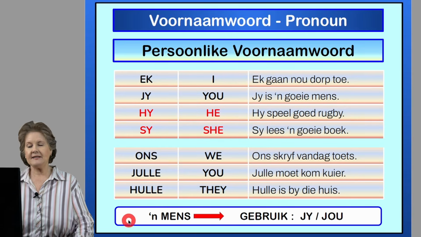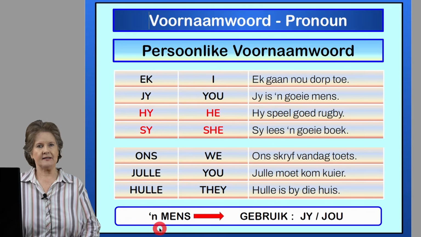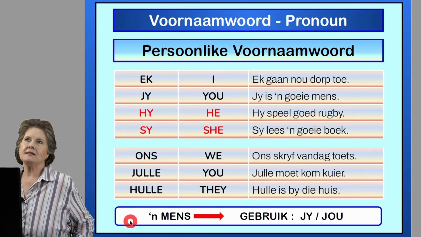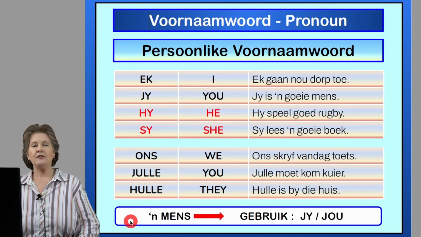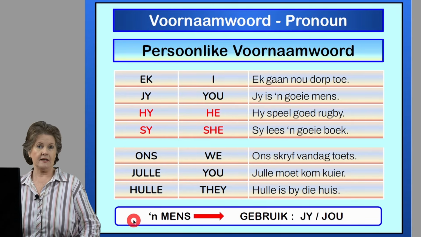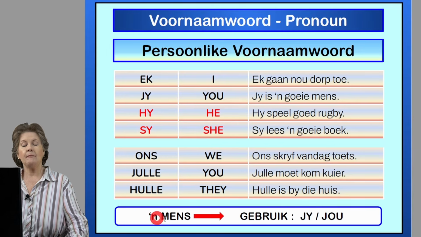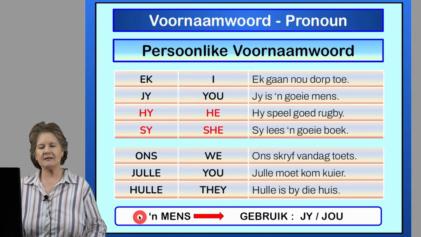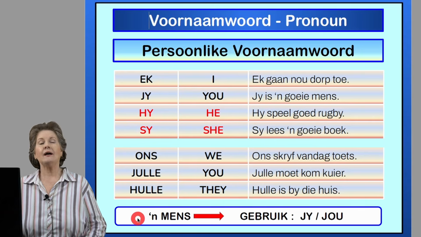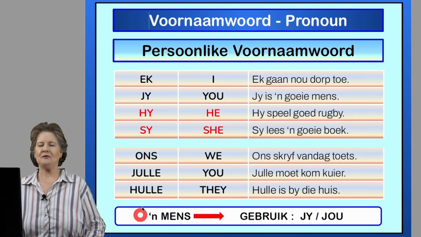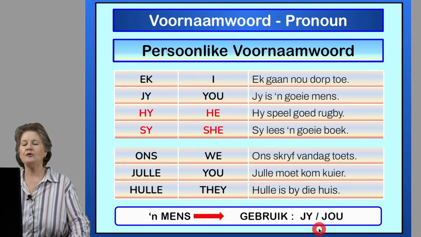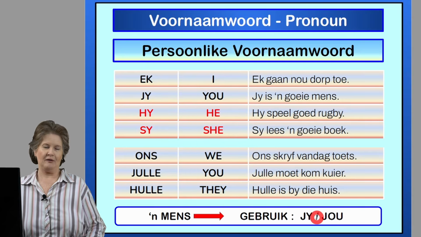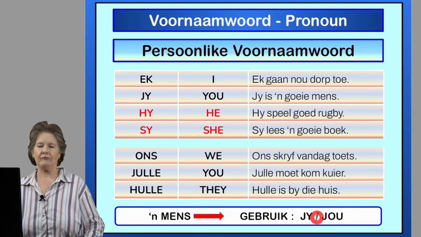Then the last thing here on this slide is iemand. Now whenever in a sentence you get iemand, iemand means a person, one. When you say a person, you don't know whether it's male or female. That is just very obvious. So what you need to do there, you cannot use hy or sy, you use the second person. You use jy or jou. And that is the persoonlike voornaamwoord.